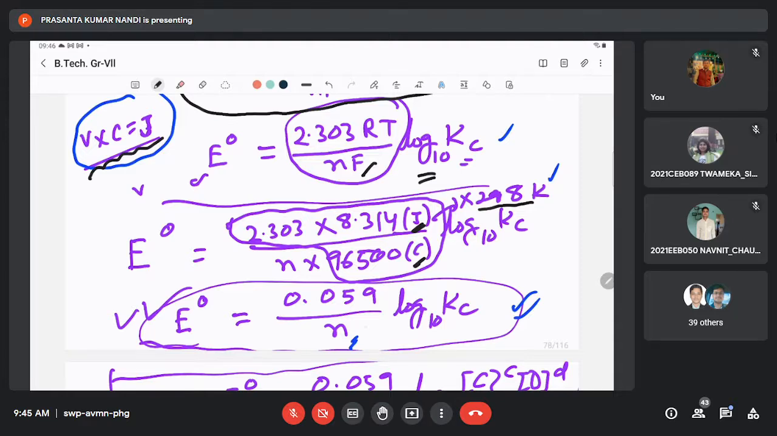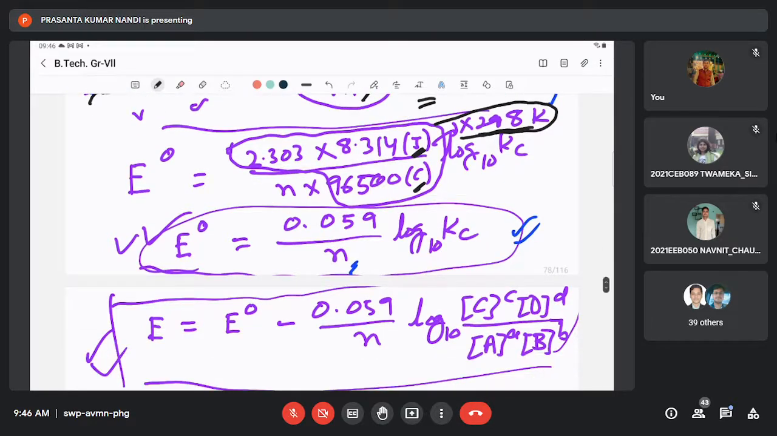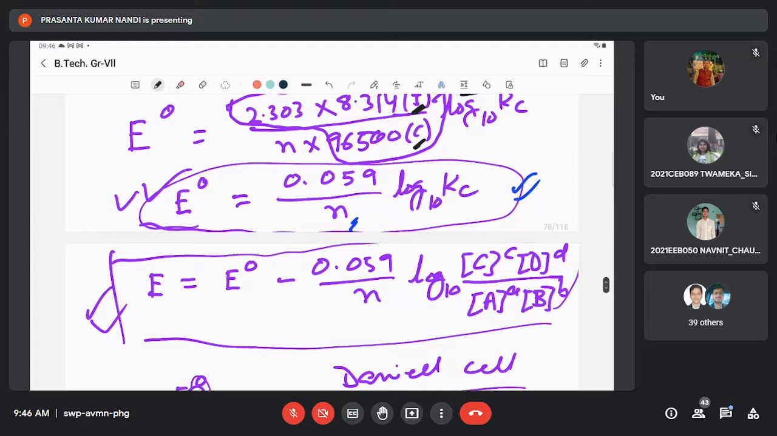0.059 by n. So unless temperature is mentioned, we have to consider temperature 298 Kelvin. And if you have a calculator, you can check that this can be written in this compact form, that is 0.059 by n, where n is the number of electrons transferred in the reaction, in the half cell reactions or in the total cell reaction. And E equal to the general expression E0 minus the same constant, we can write like this, minus 0.059 by n log like this.